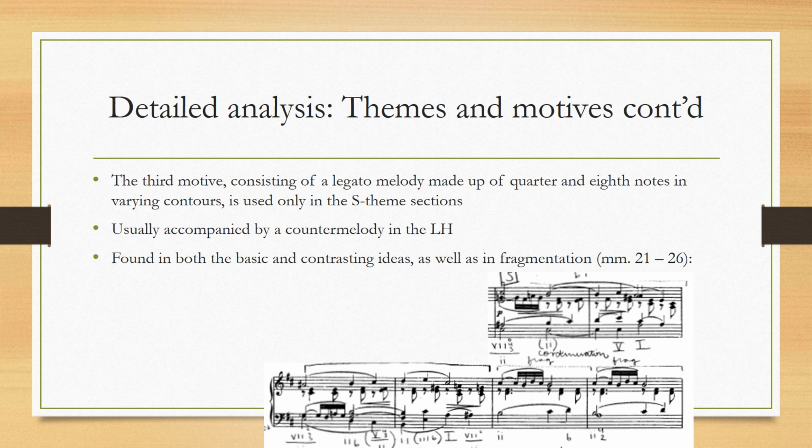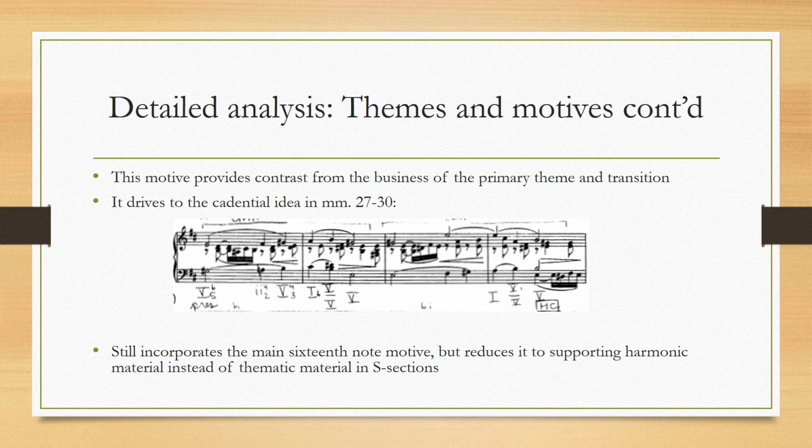So the third motive, again, has a legato melody made up of quarter and eighth notes in varying contours. It's only seen in the secondary theme sections. It's usually accompanied by a counter melody in the left hand, and it's found in both basic and contrasting ideas in the secondary theme and fragmentation, so it's very present in that one section. It provides a nice contrast from the busyness of the primary theme in transition, and it also drives towards the cadential idea, melodically speaking. And these sections still incorporate the main 16th note motive, of course, because it's always present, but it reduces it to supporting material.